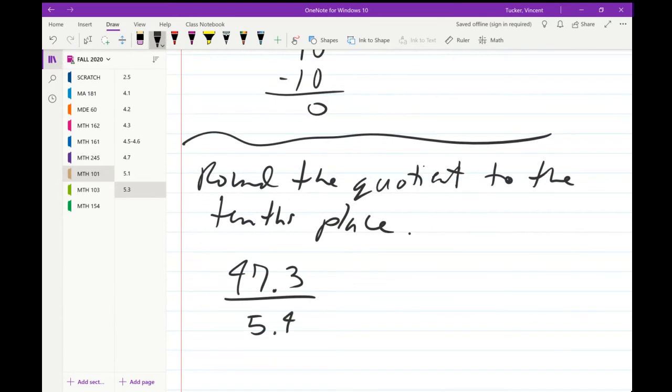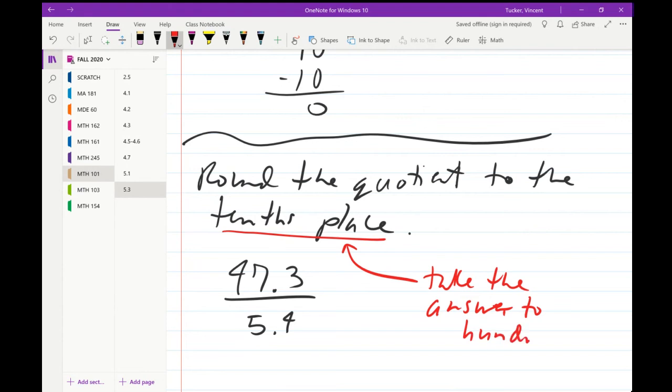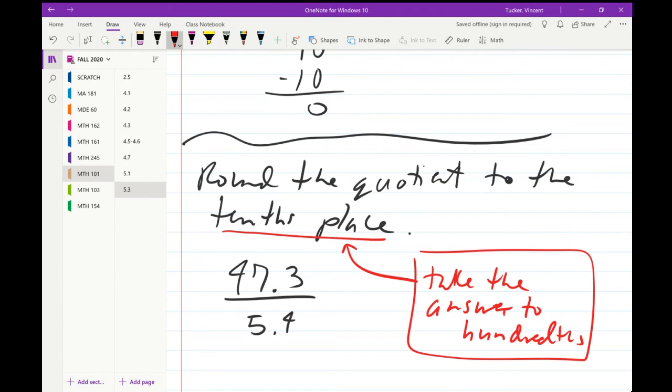All right, so here we want to round the quotient to the 10th place. Since it mentions the 10th place, we're going to take the answer to the 100th place. You have to go to that next place, because remember, whenever you're going to round, you need the digit to the right. So if they ask you to round the quotient to the 100th place, that means you need to take your answer to the 1000th place. You always have to go that one extra digit to the right so that you can properly round the place that they're asking you.